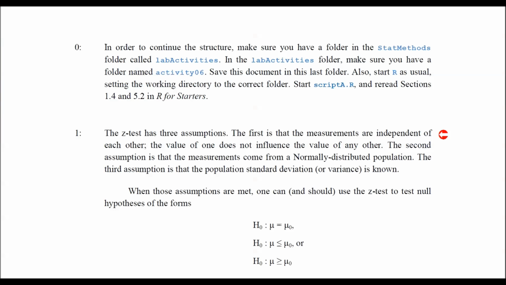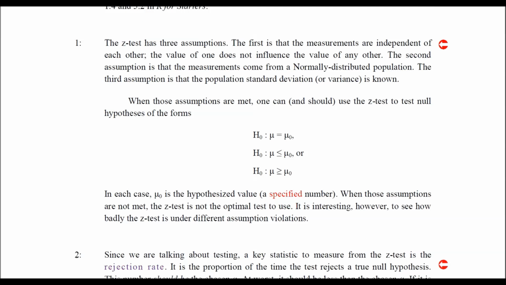Now remember that the z-test has 3 assumptions. Those 3 assumptions are that the data are independent, the data come from a normally distributed population, and that the population standard deviation, or variance, is known from that data. Now when those assumptions are met, one can and should use the z-test to test null hypotheses, and all null hypotheses have one of the following 3 forms for a one sample test.